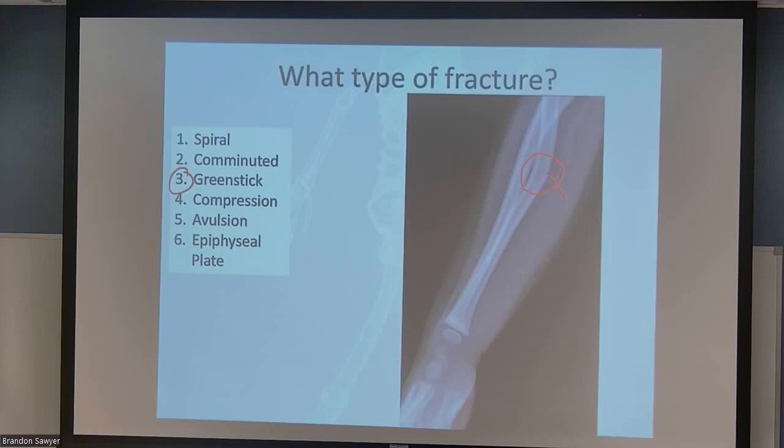You can see this side is definitely like all the way open, right? Like it's cracked, but then you can see it's really completely intact on that side, right? And that's really what those green stick fractures look like. So, okay, questions about any of these?